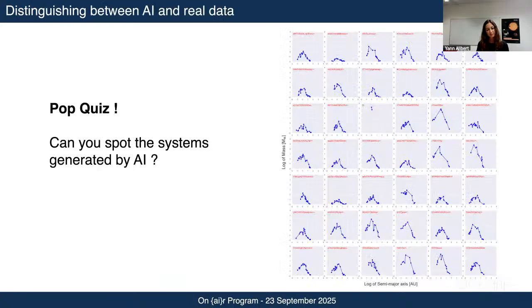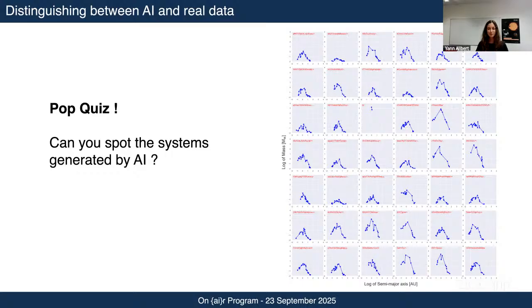We compared things we produced here in Bern that did not use AI with AI-generated ones. In the picture here on the right, you have some which are produced by AI and some which are not. Do you know which ones are which? Can you tell in the comments which ones you think are which? We have answers. Not yet.